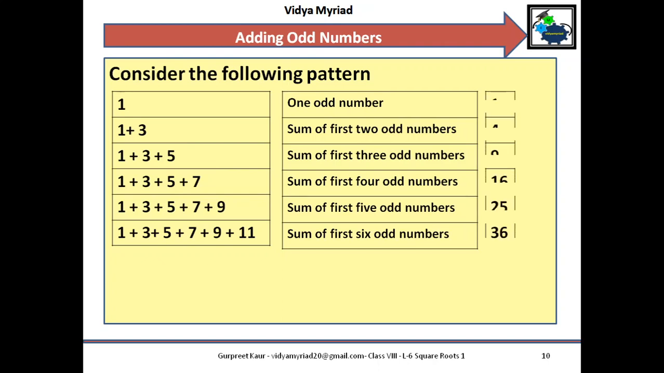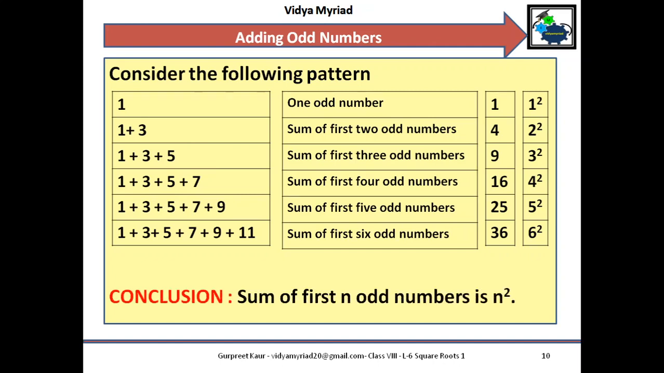So what does it show us? If you add them, you get the answer like this. 1 remains as 1. 1 plus 3 is 4. 1 plus 3 plus 5 is 9, then 16, 25 and 36. And you very well know these are the squares of 1, 2, 3, 4, 5, 6. So you can get an idea from here. 3 squared is made up of 3 odd numbers: 1, 3 and 5. 4 squared is made up of 1, 3, 5, 7. You add them and you will get the answer.